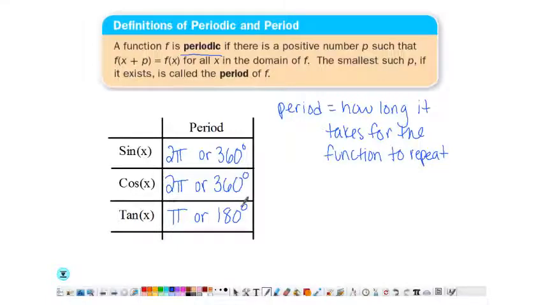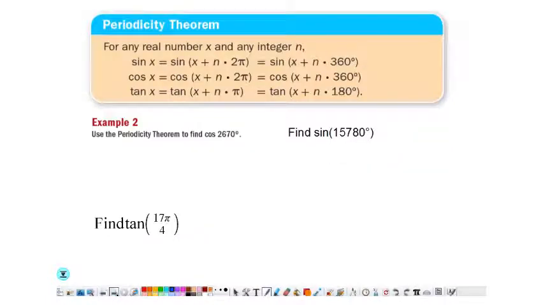And we can use periodic functions to help us figure out values outside of our normal circle, which is what we're going to talk about now with the periodicity theorem. So if you have a periodic function and you are trying to evaluate it, all you have to do is work backwards or forwards till you're within that normal period. So with sine and cosine, we can add and subtract multiples of 2 pi or 360 to get us back within that 0 to 360, 0 to 2 pi first circle. And with tangent, we can add and subtract multiples of pi to get us back into the first period so we know what we're evaluating.